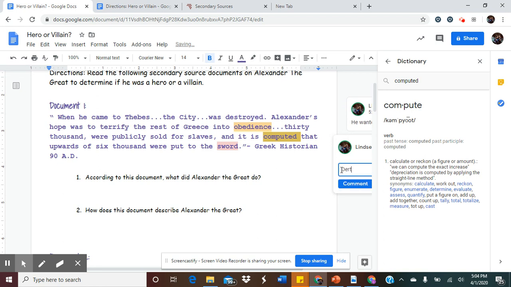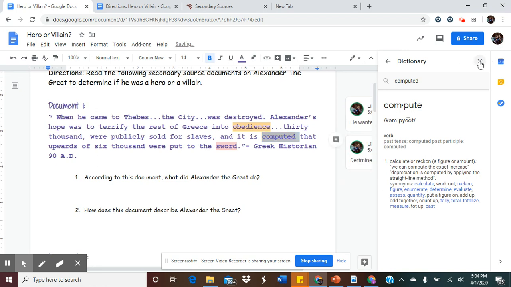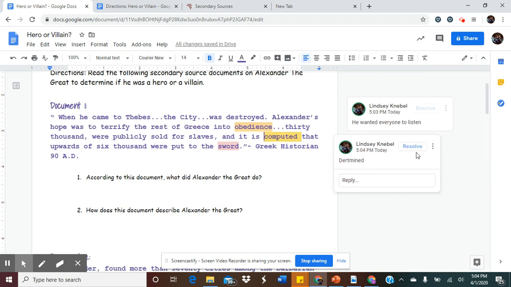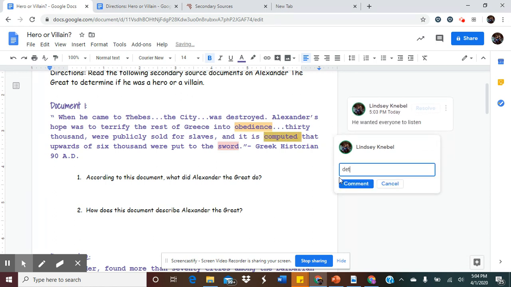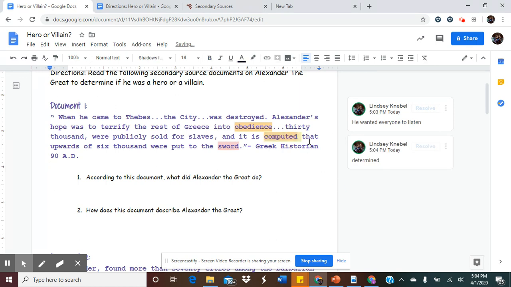So I'm going to write determined. Oh, and I definitely spelled that wrong. Let me hit resolve, compute it. Again, if you didn't see it, great time to show you again. Highlight it, right click it, determine. All right, and the last one: that upwards of 6,000 were put to the sword.